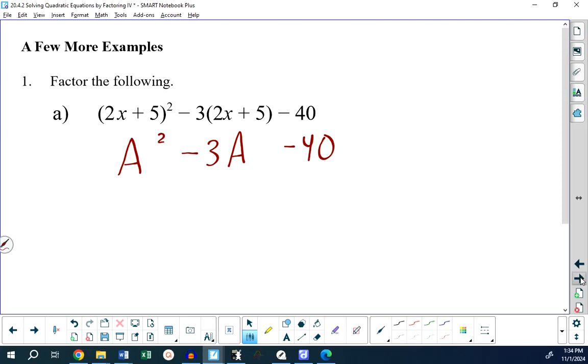So let me cut to the chase and factor this, and then back up and show you what you can do if you need to. But my expectation here is that you look at this and say, well, I need a 2x plus 5 here and a 2x plus 5 here.